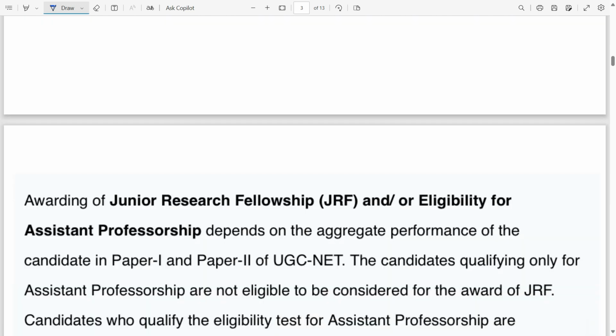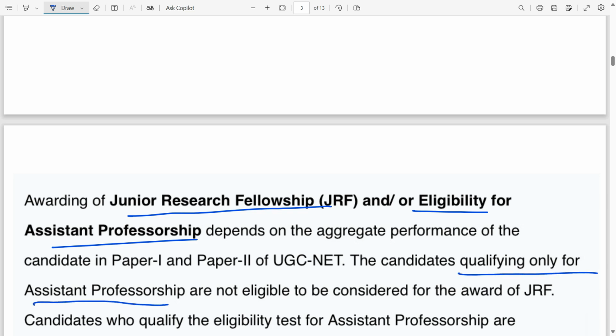If you are eligible, having done your masters in many subjects, you can sit in this exam for junior research fellowship and or assistant professorship. These two options are there, and you can also select both. But one thing I want to specify: candidates who qualify only for assistant professorship are not eligible to be considered for the award of JRF. Qualifying for assistant professorship doesn't mean you are qualified for JRF, because the cutoffs are different. The cutoff for JRF is high, for assistant professor it is lower. In JRF you get some amount of money for doing the research fellowship, which you do not get for assistant professor. So these two exams you can sit in NET.